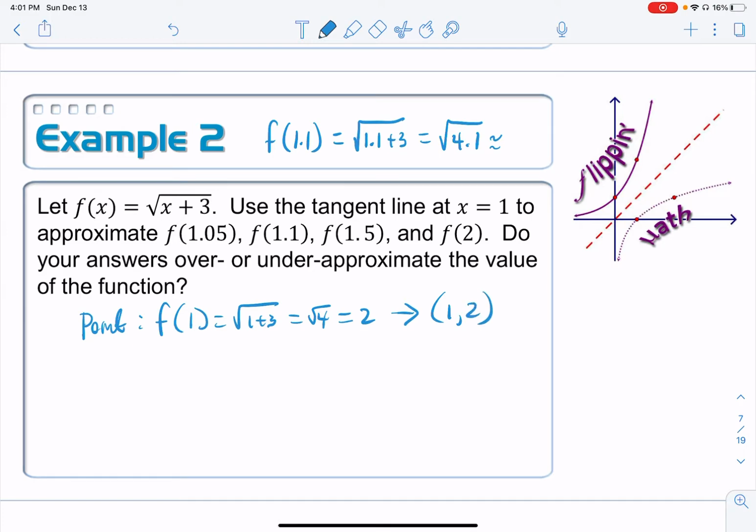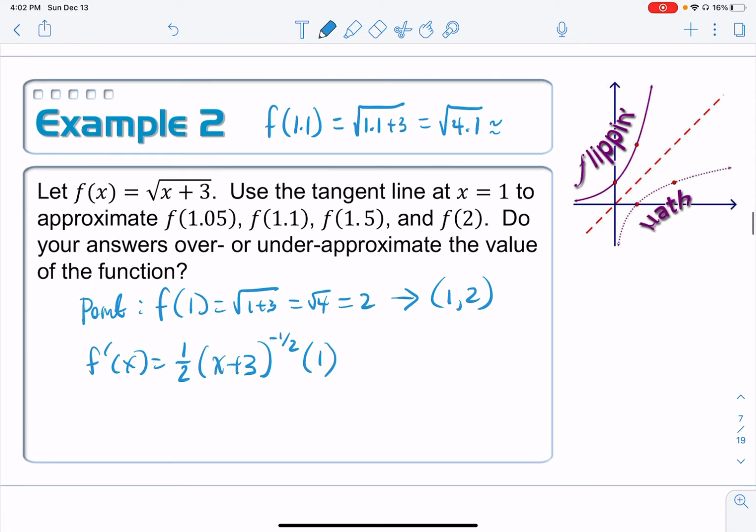Now, in order to find the slope, we're going to have to find the derivative. So f prime of x is equal to, and think of that, of course, as (x plus 3) to the 1/2 power, which we will leapfrog down, (x plus 3) to the negative 1/2 power. And then, hey, don't forget the chain rule. Got to multiply this by the derivative of the interior. If you don't, you miss the question. Times 1.